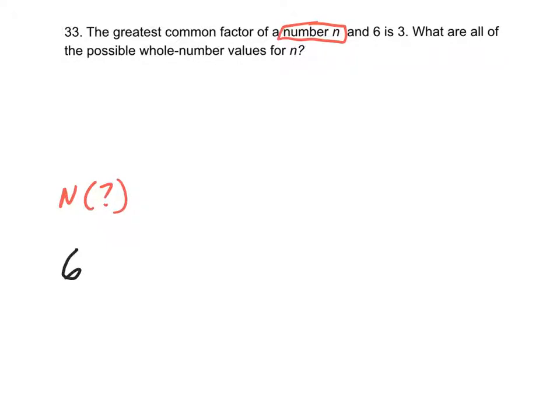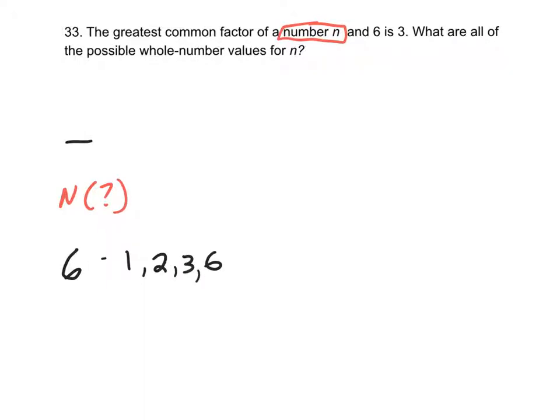is 3. Well, first let's do this. This is going to be a number. I'm going to put it on that line. But let's first find the factors of 6. 1 and 6, 2 and 3.